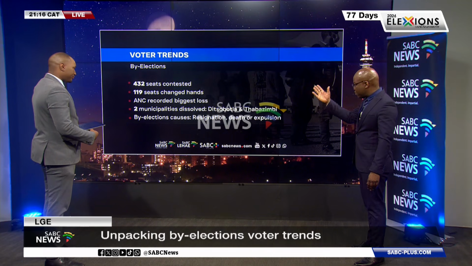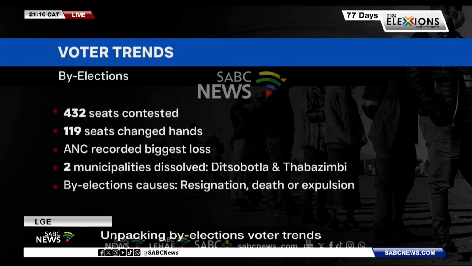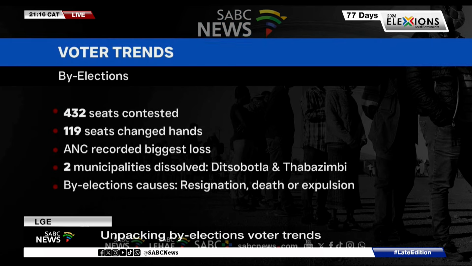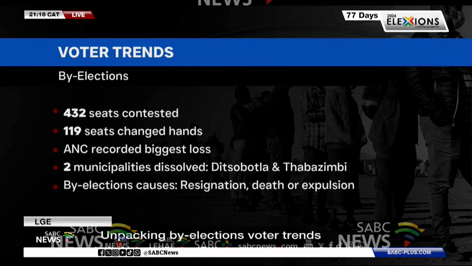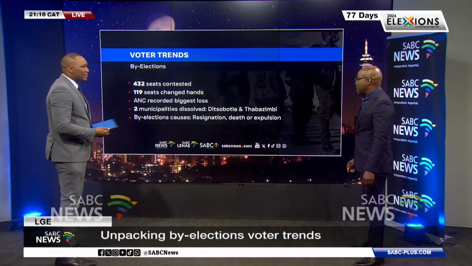Yes. So going back to 432, you will realize that the IEC ran those 432 wards, or including the PR seats. I'll explain later why. In fact, let's talk about that. What happened in Ditsobotla and Thabazimbi?